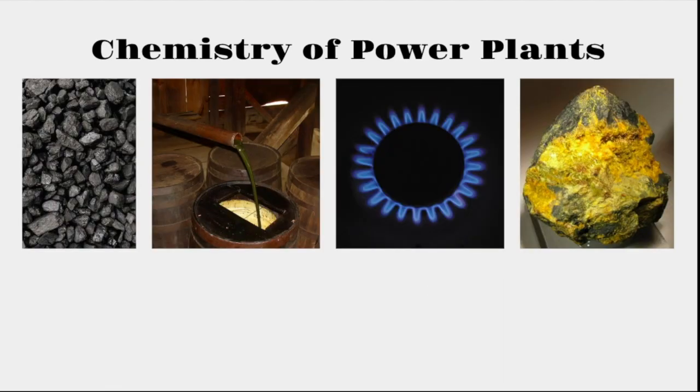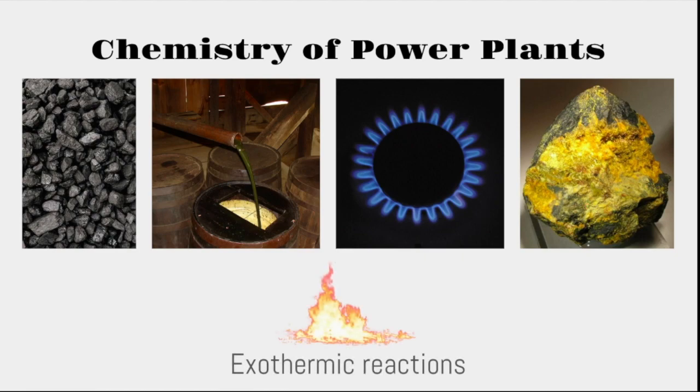So different power plants start off with different natural materials. Coal, oil, natural gas, uranium, they all might look and behave very, very differently. But what's important is that they can all undergo exothermic reactions, which means that they release a lot of energy that we can use to heat water to generate electricity.